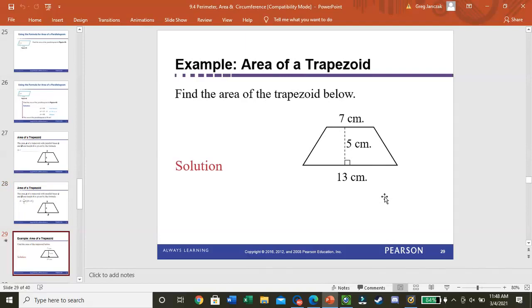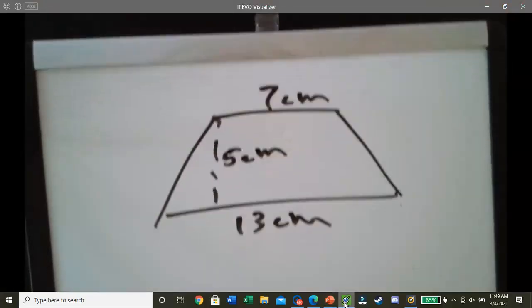Okay, so here we have our next figure, right? I like to draw these out. And we have 7 centimeters and 5 centimeters and 13. Obviously this is not drawn to scale, but that's okay. The idea is to help us with our calculation.